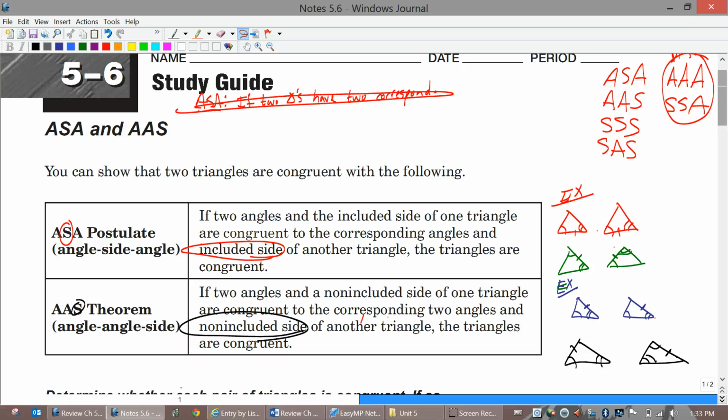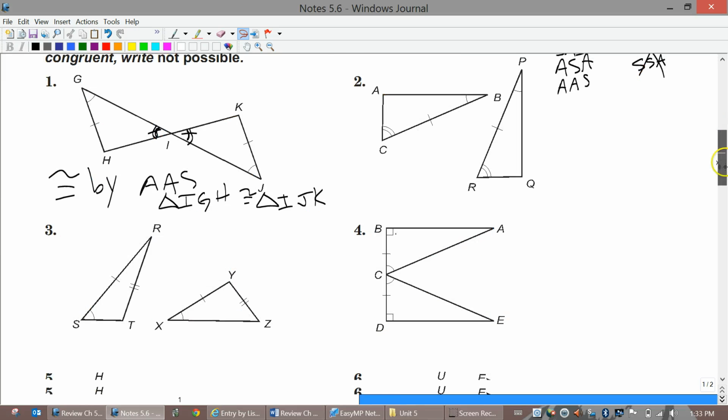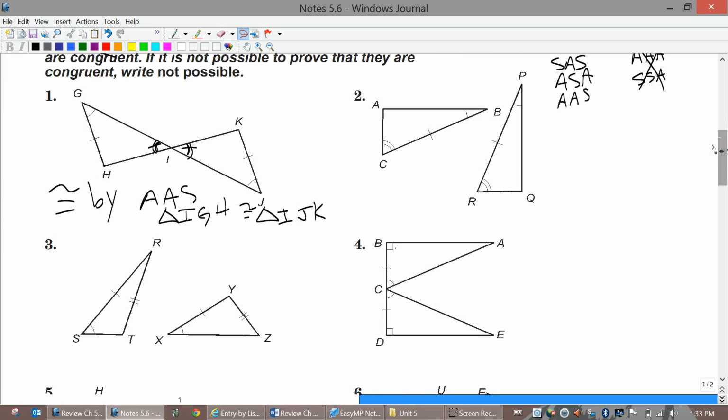Okay? Let's go ahead and do question 2. Are they congruent? And if they are, tell me why, and tell me the congruent statement. So, are they congruent? Well, let's look through it. Oh, these angles are congruent. Those 2, that's a set. Do we have another set?